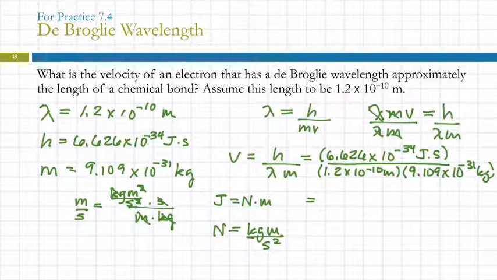6.626 times 10 to the minus 34, divided by 1.2 times 10 to the minus 10, divided by 9.109 times 10 to the minus 31. Getting a really big number here. 6061770.41 meters per second.